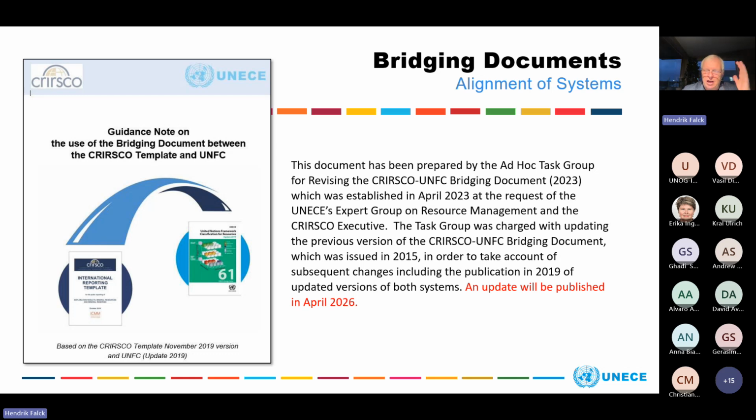But as I say, if you're just starting in the classification, this document is actually quite useful. If you've already got a stock exchange approved report, then this is probably a good starting point for it. There are some minor modifications of some of the CRIRSCO definitions that were adopted in 2024, but none of it affects how the two systems can be interrelated.